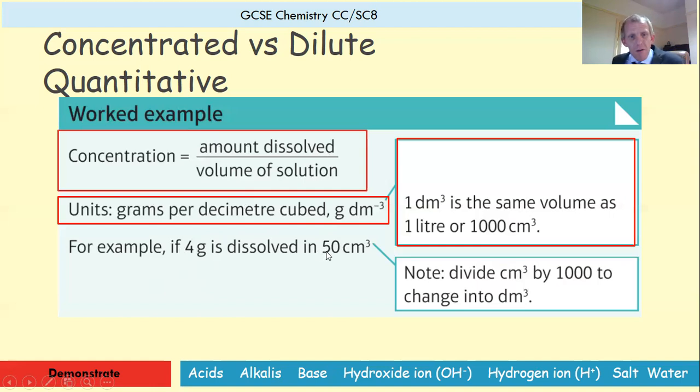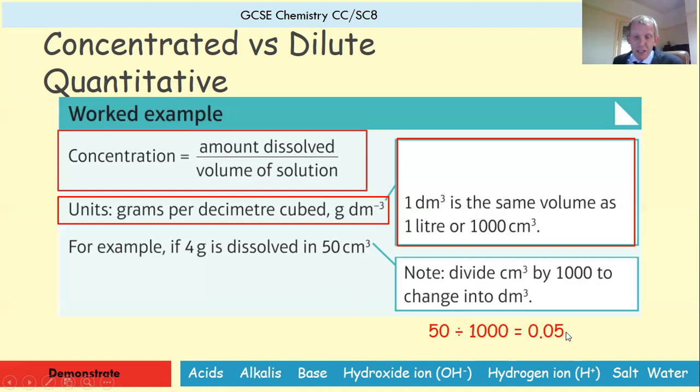It's dissolved into a volume of solution of 50 centimeters cubed. Now, that does pose us a problem because, as we've just discussed, we need to be having our units of concentration in decimeters cubed. Centimeters cubed is not decimeters cubed. And what we have to do to this number to ensure that it's the correct number is we first of all have to divide it by 1,000. So 50 divided by 1,000 will give us 0.05.